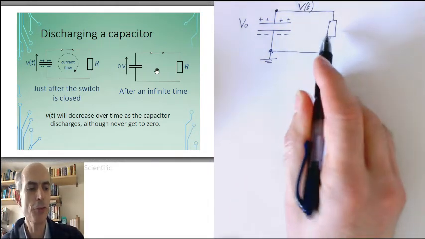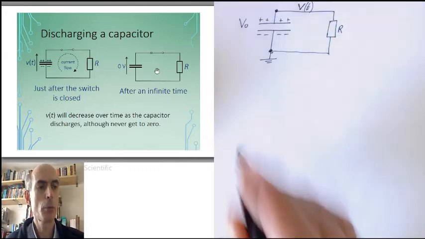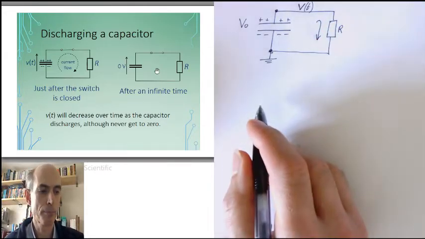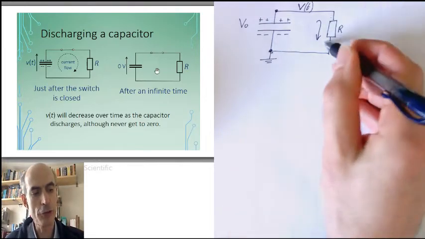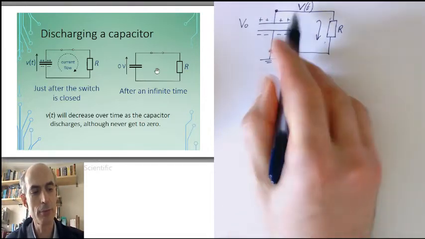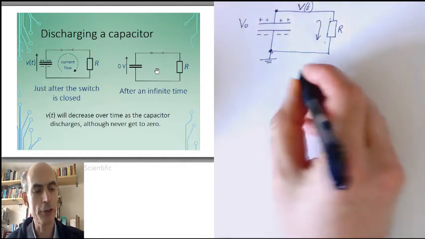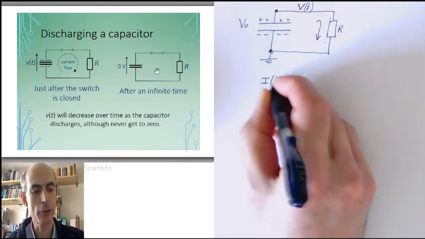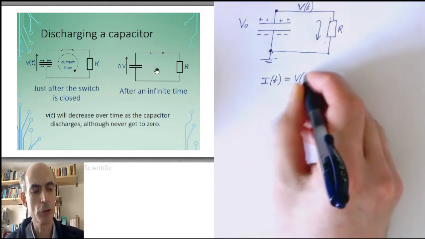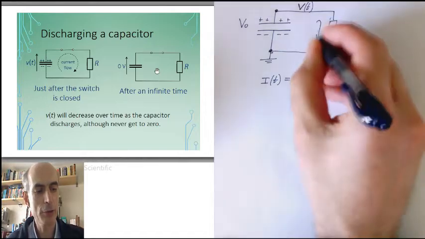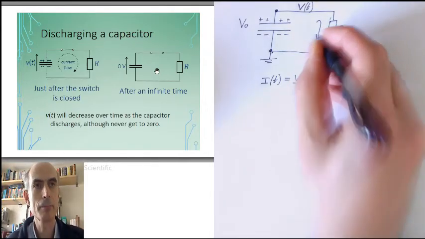The value of the resistor is constant. But there will be a current flowing down through the resistor, given by Ohm's law. The voltage across the resistor is just V, a function of time. So the current through the resistor, I'll call that I, a function of time, is just the voltage across the resistor divided by the value of the resistance. That's the current flowing down here.